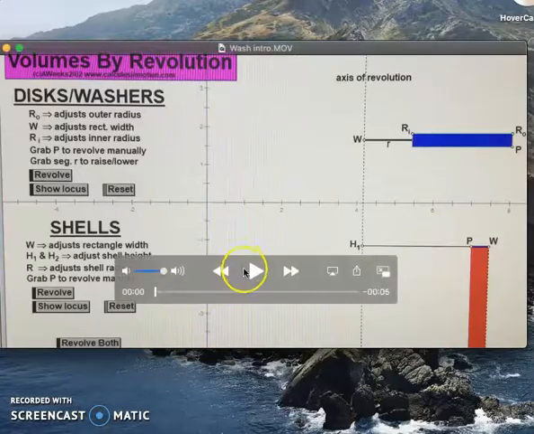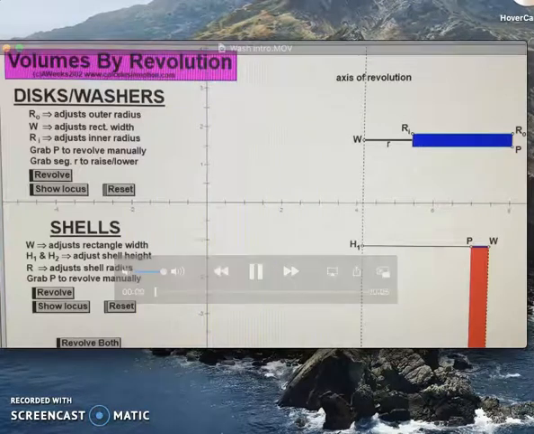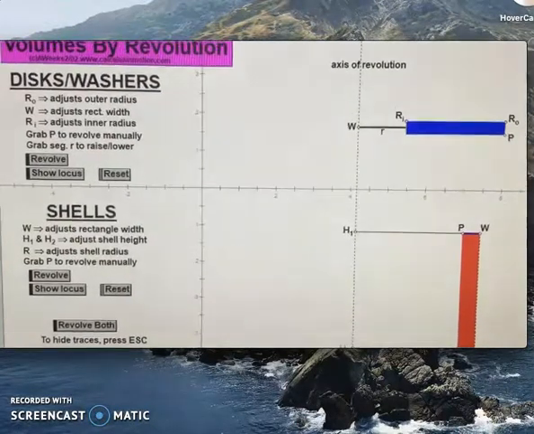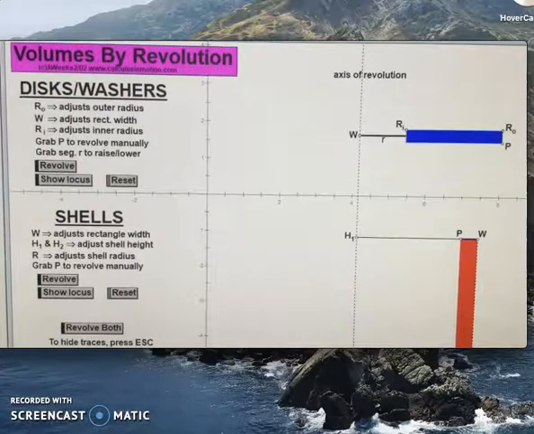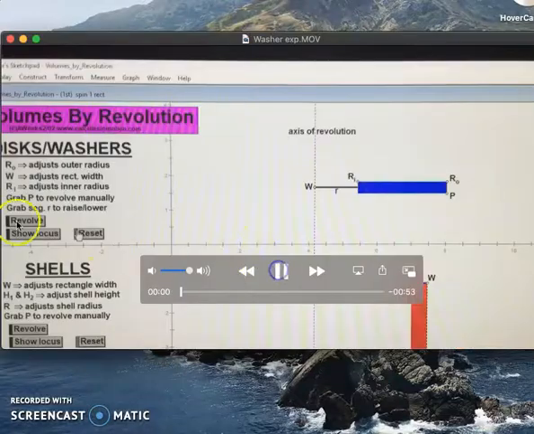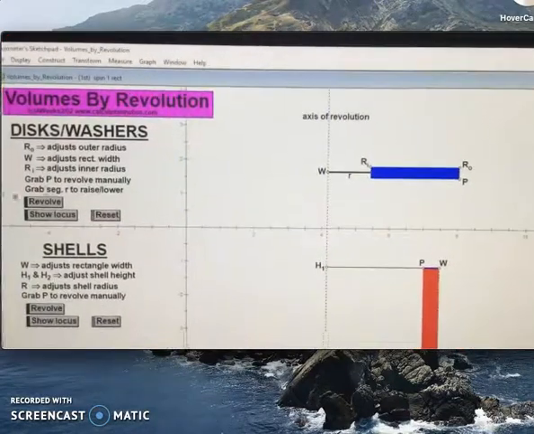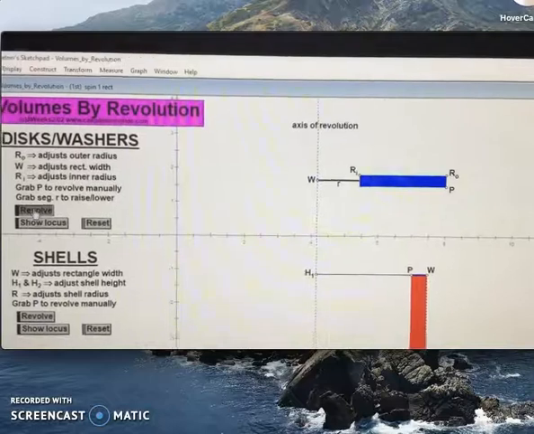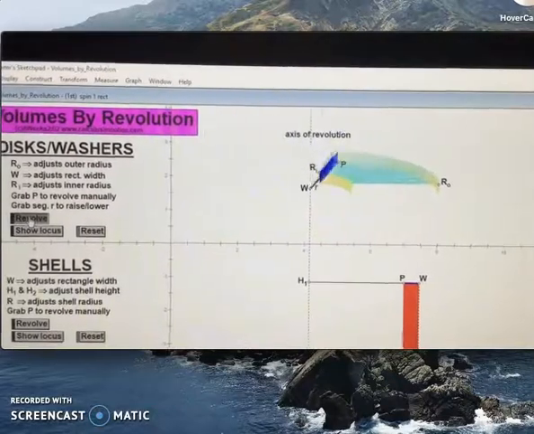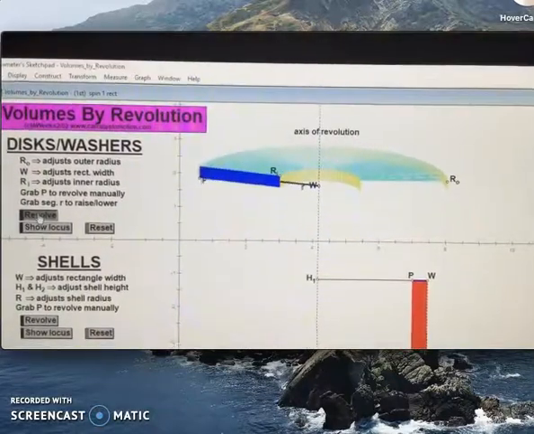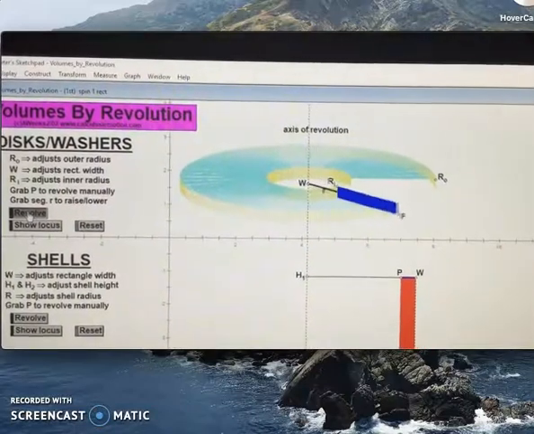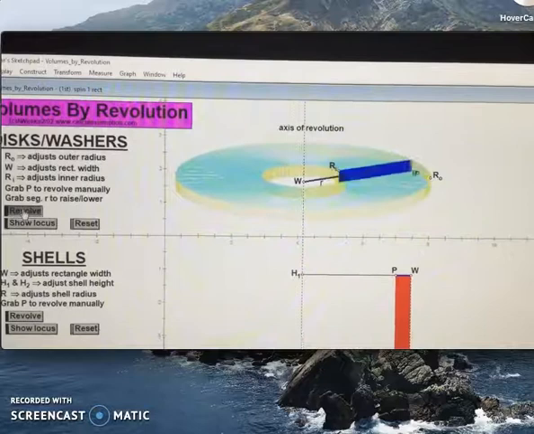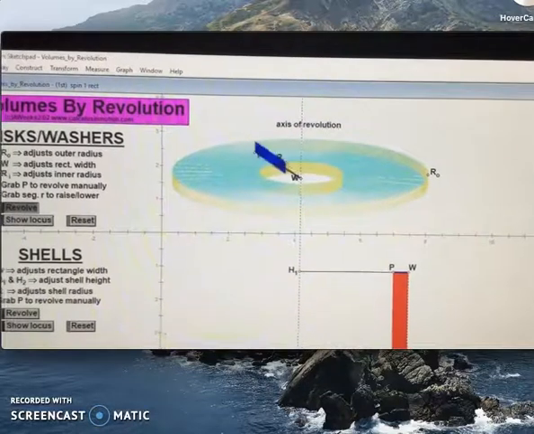Now you may remember I showed you this little movie. Here we go. Okay, folks, you may remember this illustration I showed you in the classroom. Now we're going to do the top one. So I'm going to say revolve. Okay, so notice it's called the washer method. See the washer being formed? Okay. All right, so that's good.